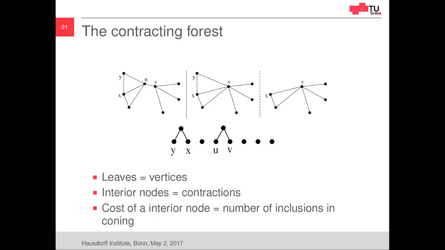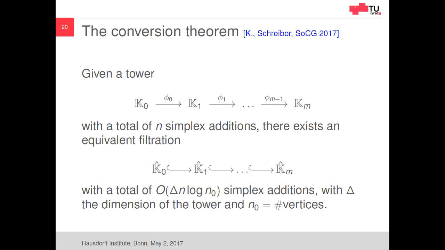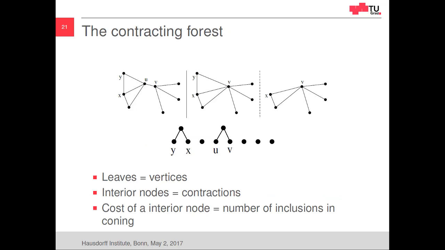Now I assign a cost to every interior node, and the cost is just how many simplices I add caused by this contraction. And then I claim it is enough just to bound the cost of all interior nodes. Because when you go back, you have n simplex additions. Of course, these n simplex additions in the tower will also happen in this filtration. So the size here is n plus the cost you have for every contraction. And this n you can just ignore. So we bound the cost of the contractions.